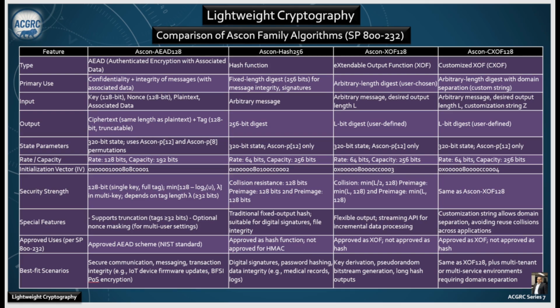Do note, for Hash256, XOF128 and CXOF128, the bit rate is 64 and the capacity is 256 bits. The rate and capacity are similar. Whereas for AEAD 128, the bit rate is 128 and the capacity is 192 bits. You can pause the screen to look at the rest of the details. That should give you a perspective.